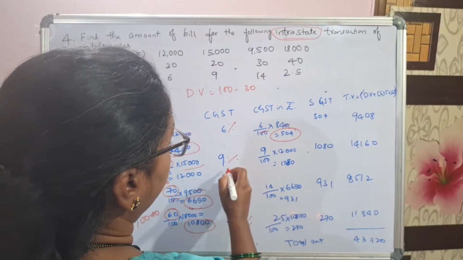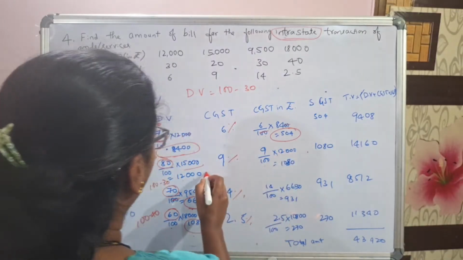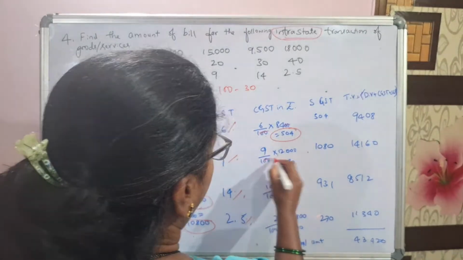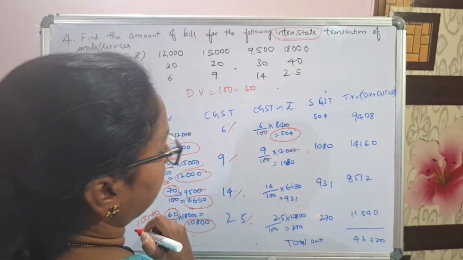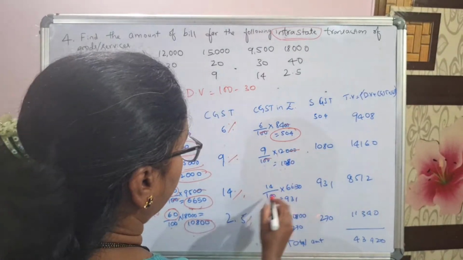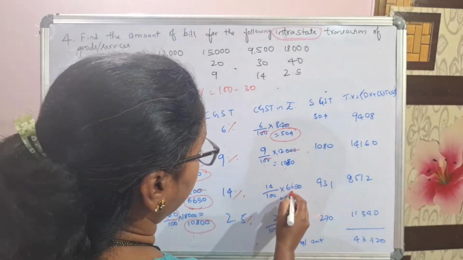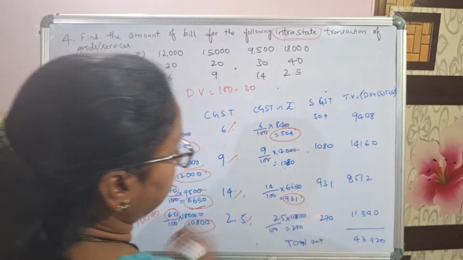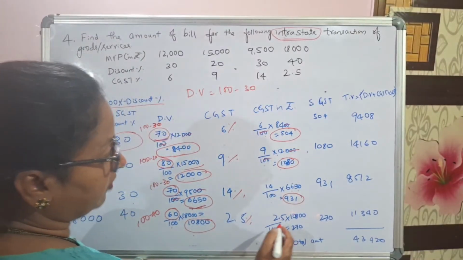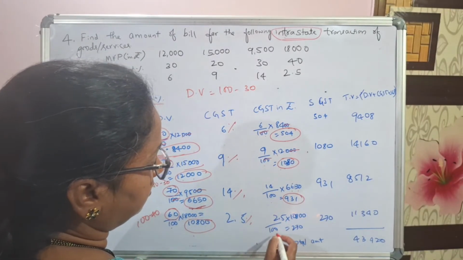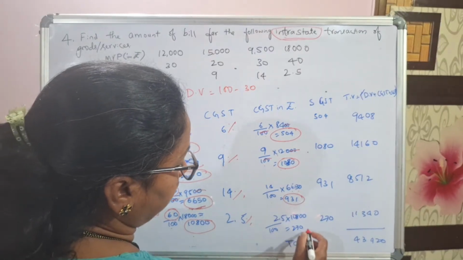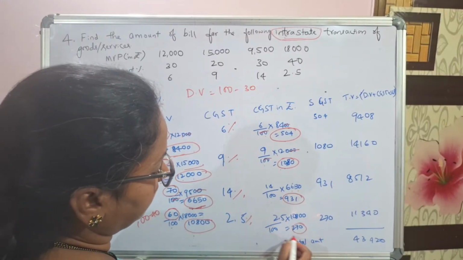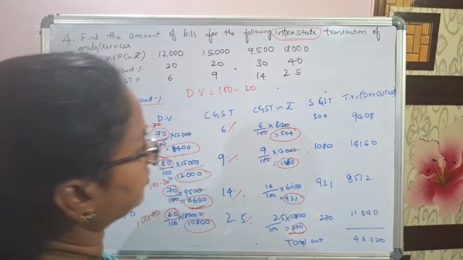That is, for 9%, 9 divided by 100 into 12,000, which is equal to 1080. And for 14%, 14 divided by 100 into 6,650, which is equal to 931. And for 2.5 into 10,800 divided by 100, which is equal to 270.